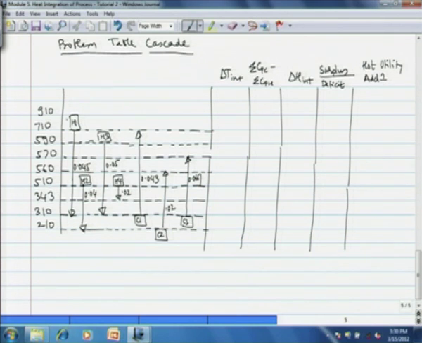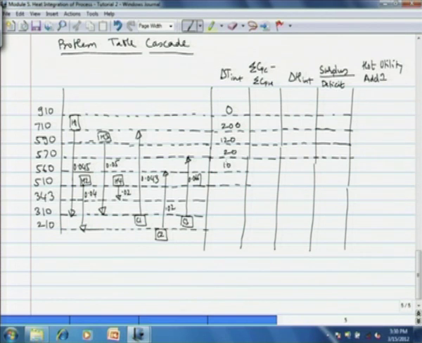So now I will directly list the values. We have seen the calculations before, and the detailed calculation of the problem table cascade I am leaving as an exercise for you. Delta T interval: 0, 200, 120, 20, 10, 50, 167, 33 and 100.